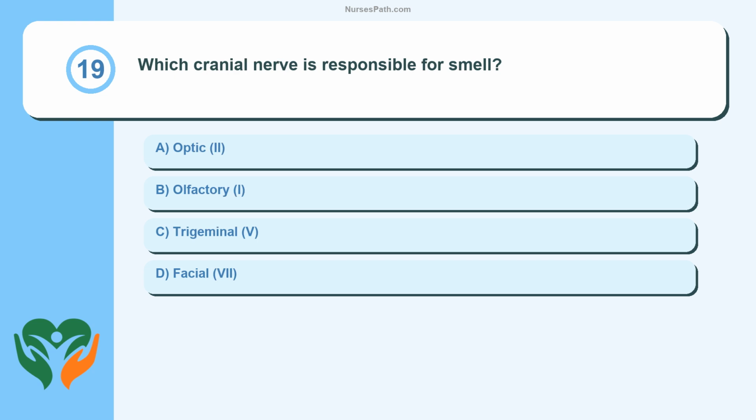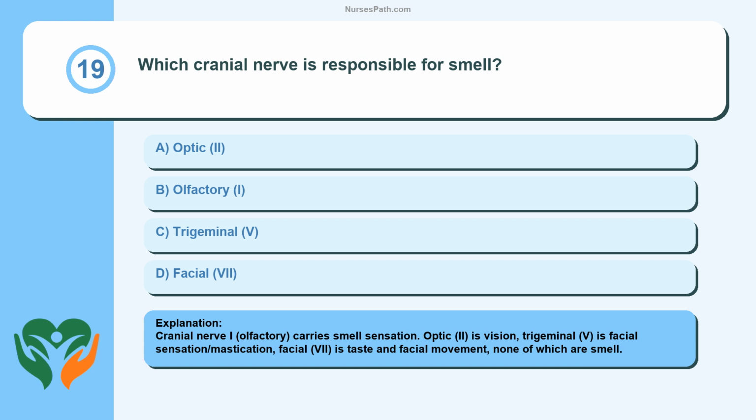Question 19. Which cranial nerve is responsible for smell? Optic, II. Olfactory, I. Trigeminal, V. Facial, VII. Cranial nerve I, olfactory, carries smell sensation. Optic, II, is vision, trigeminal, V, is facial sensation and mastication, and facial, VII, is taste and facial movement, none of which are smell.